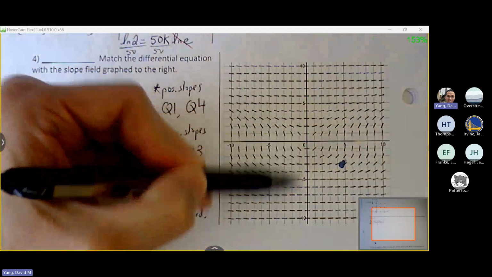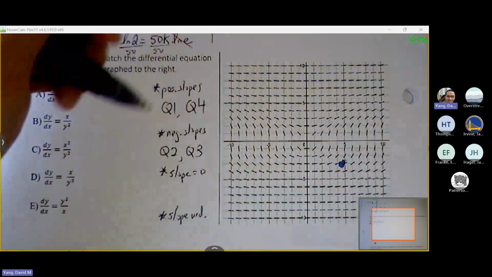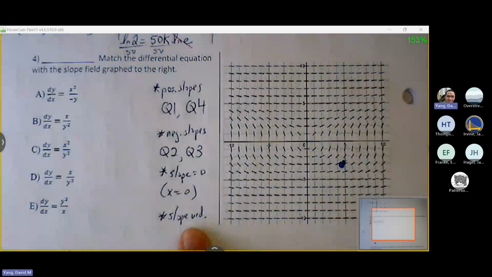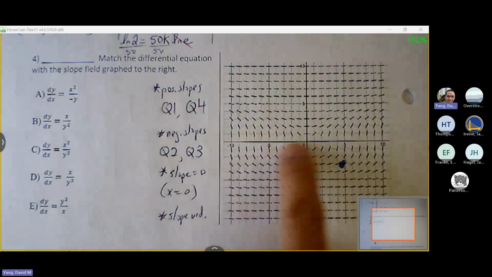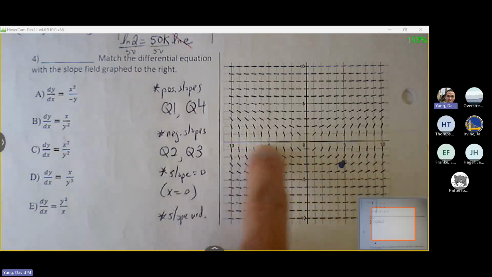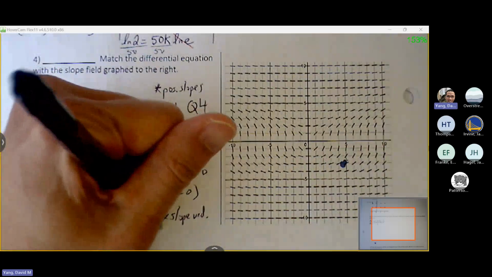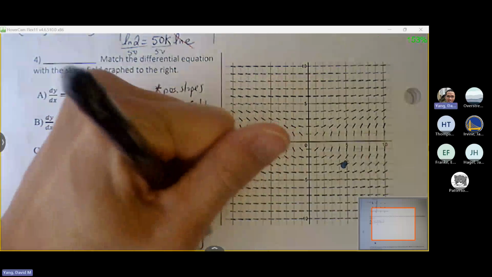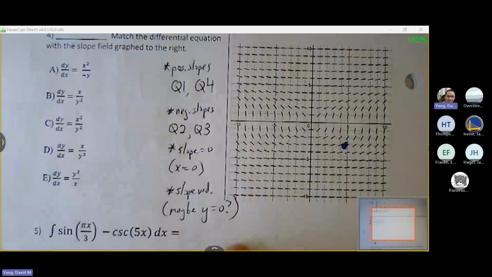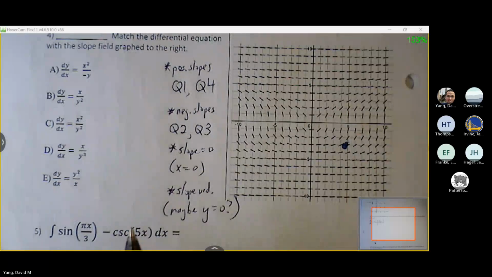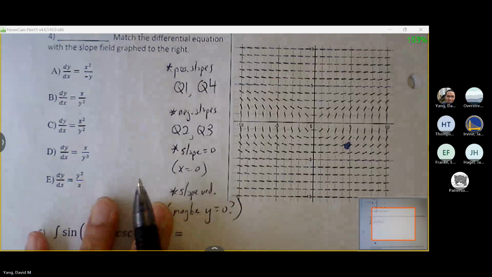I would say that y-axis there when x equals 0. And slope undefined may be at y equals 0, but we just have to be careful with the x-axis. Sometimes it could be hiding a slope 0. So slope undefined could be maybe y equals 0, but we just have to be aware that this is no guarantee because it's one or the other.